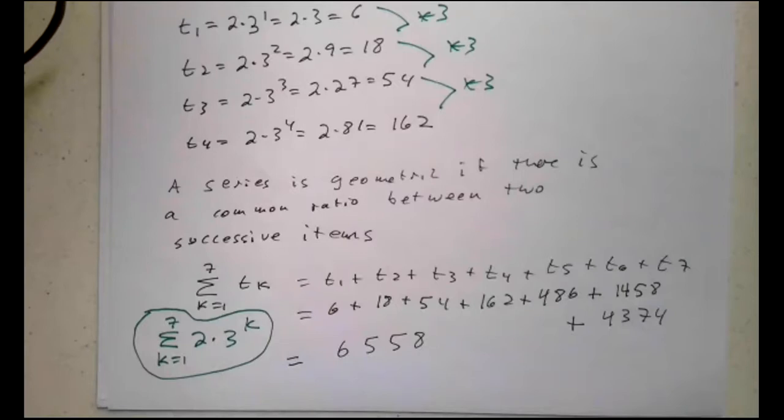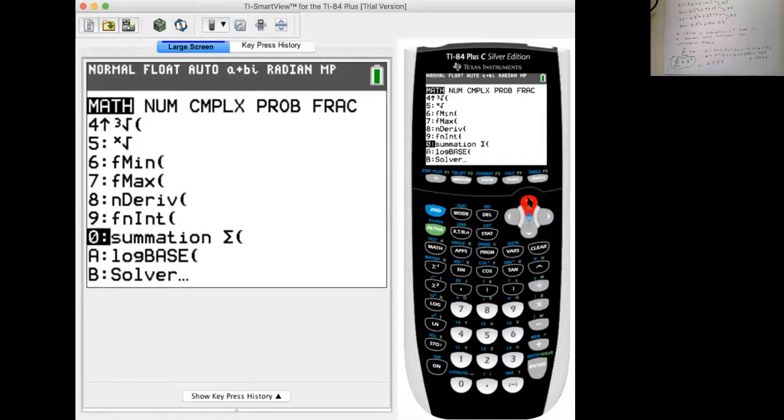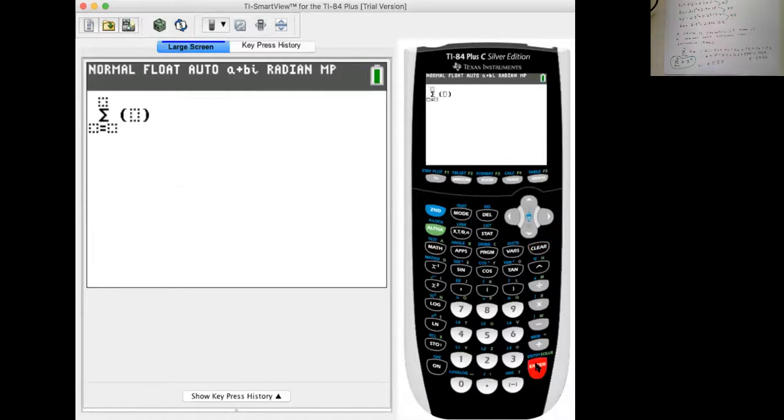So let's go ahead and pull up the graphing calculator. I get this. Remember, I want the sum as k goes from 1 to 7 of 2 times 3 to the k. Math 0 is the summation. We are in alphanumeric mode, so k is here. K goes from 1, whoops, down here actually. K goes from 1 to 7 of 2 times 3 to the alpha k. And we hope to get 6558, and we do.